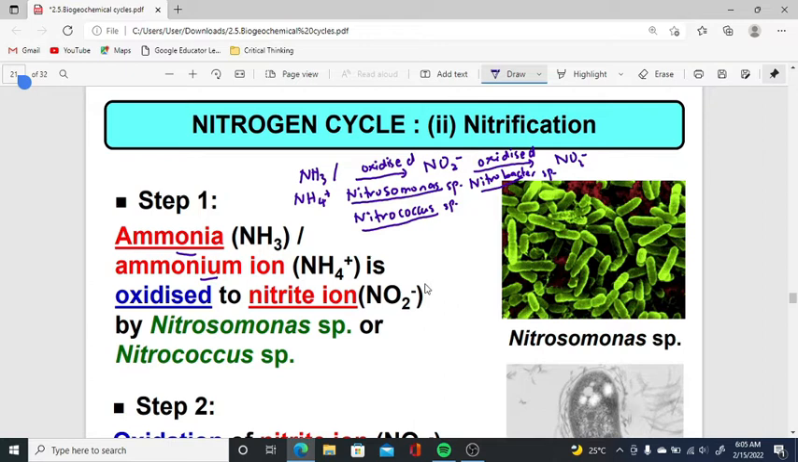So kalau nitrification ada 2 step. Yang pertama, ammonia or ammonium is oxidized into nitrate ion, by Nitrosomonas species or Nitrococcus species. And second step is nitrate ion is oxidized into nitrate ion, NO3- by Nitrobacter species. So kita akan convertkan ammonia ataupun ammonium kepada nitrate.